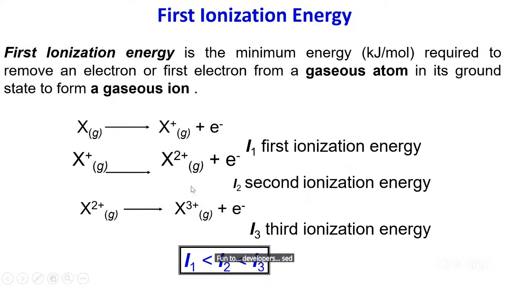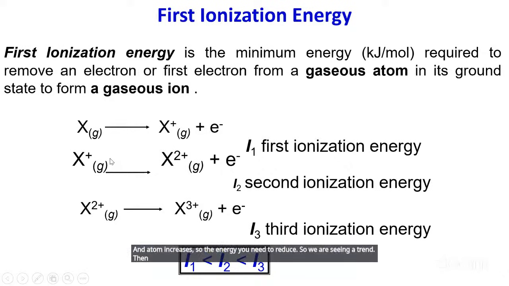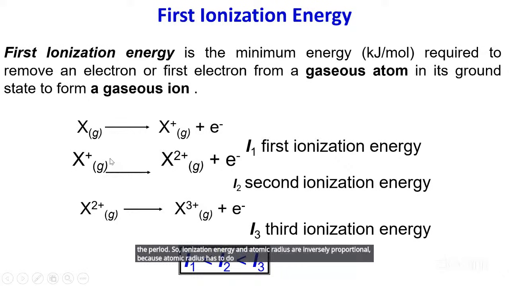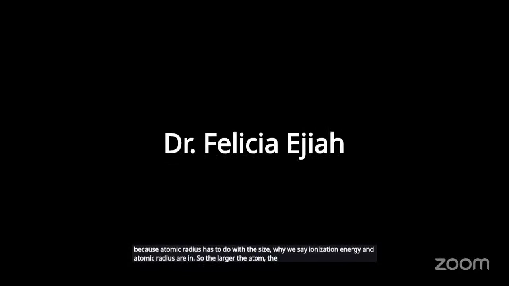Ionization energy reduces as the size of the atom increases. So as we go down the group, the size of the atom increases, so the energy you need to remove the electron reduces. So we are seeing a trend down the group and across the period. Ionization energy and atomic radius are inversely proportional, because atomic radius has to do with the size. So the larger the atom, the lower the ionization energy. The factors that affect ionization energy are the nuclear charge, the shielding effect, and the radius.